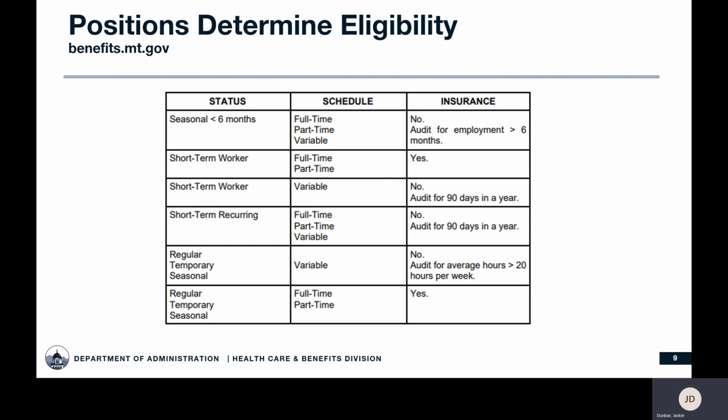Short-term recurring and employees in variable positions are evaluated for benefits eligibility based on hours. If an employee works beyond 1,040 hours during their measurement period, benefits will be offered for their stability period. This graph can be found on page 6 of the RAP plan document on the Healthcare and Benefit Division website at benefits.mt.gov.